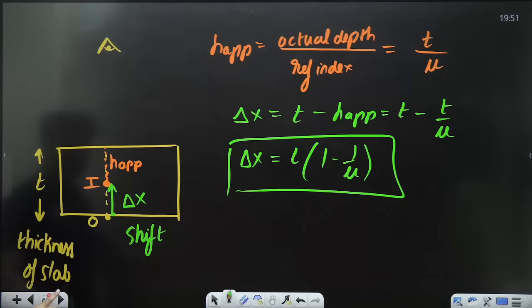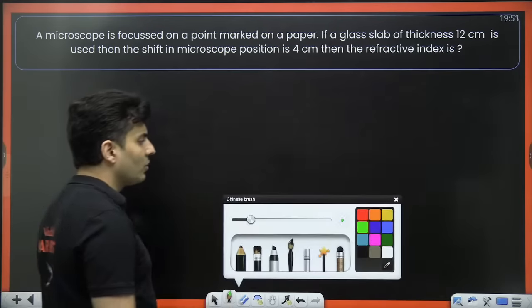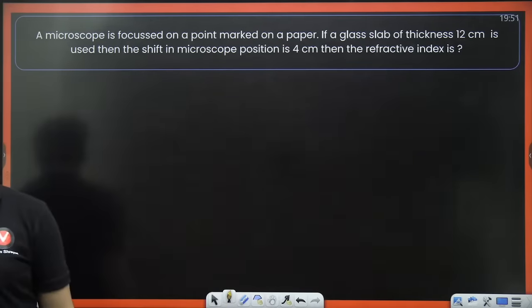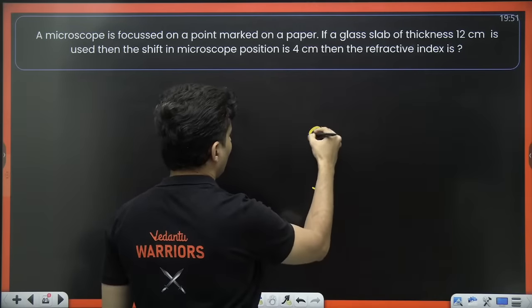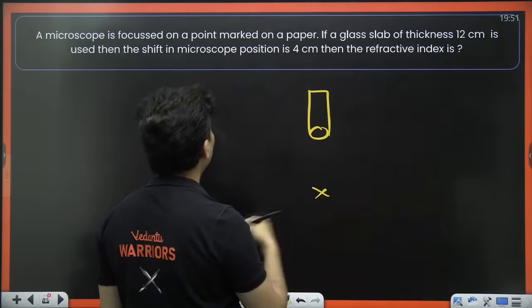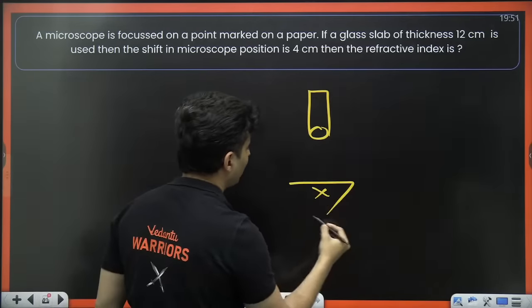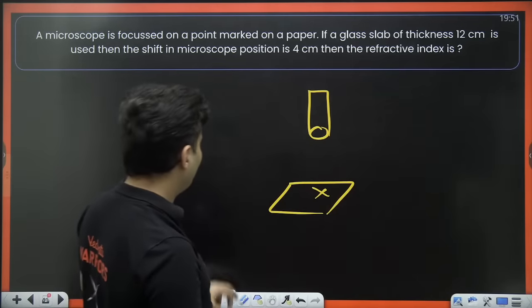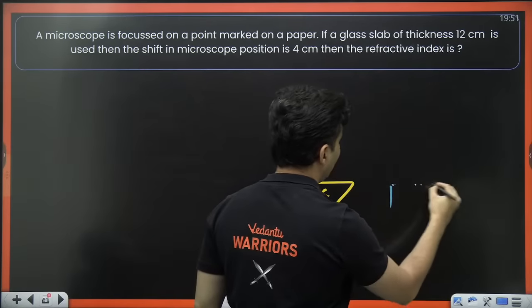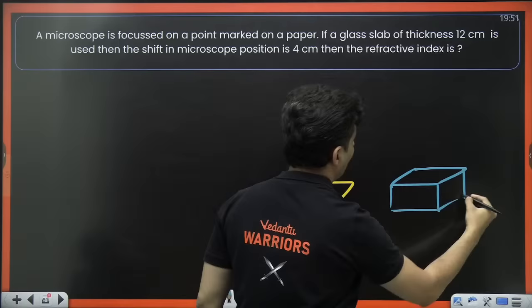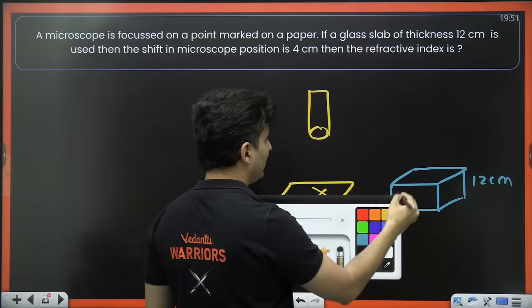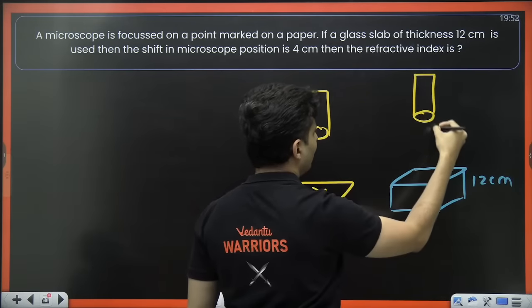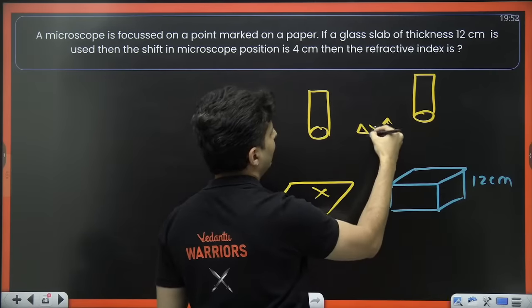Okay, everyone, let's solve some questions. Look at this. Everybody concentrate now. It's clearly mentioned that a microscope is focusing at a point marked on a piece of paper. Now, you take a glass slab of thickness 12 centimeters. Because of which, this microscope will have to be moved a little bit, by delta x.